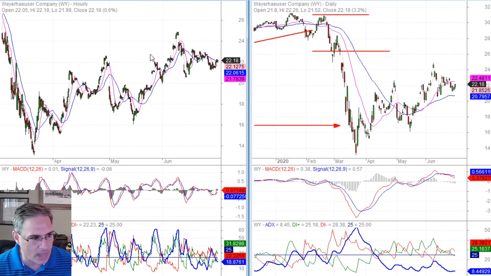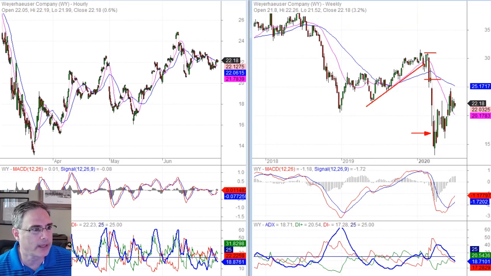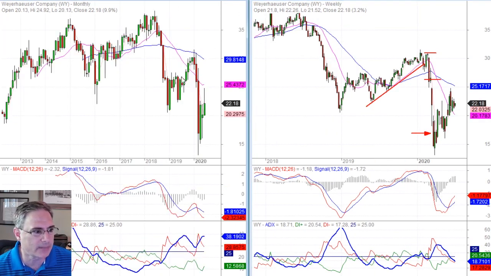I'm going to look at Weyerhaeuser real quick. I'm going to switch this now to a weekly, and on the left side, I'm going to show a monthly. So on the higher time frame, we've got the 18 below the 40, both lines declining. And so the criteria is met here on the higher time frame. This is kind of what we're looking for.